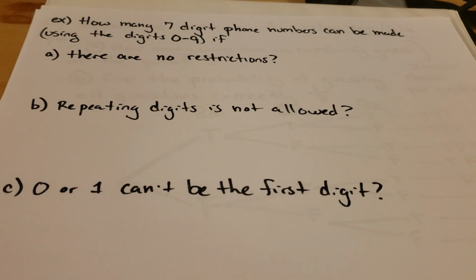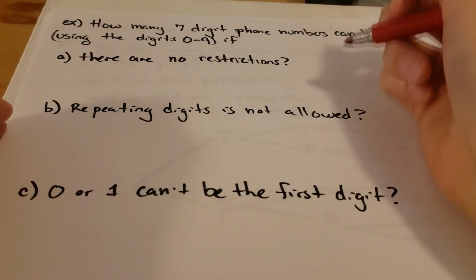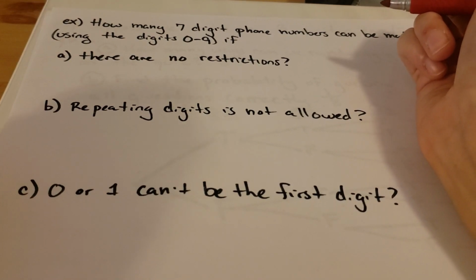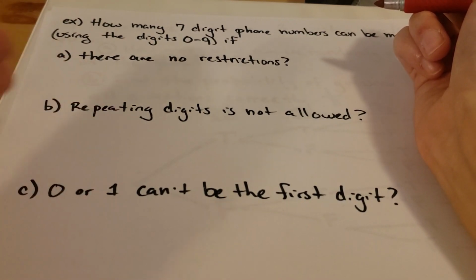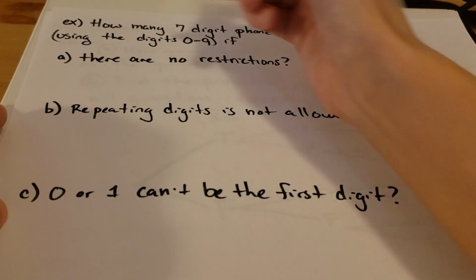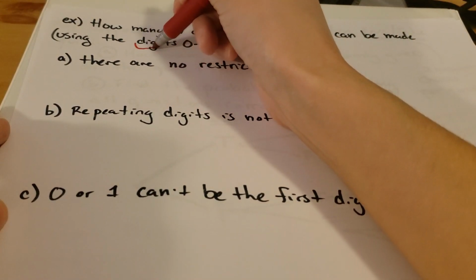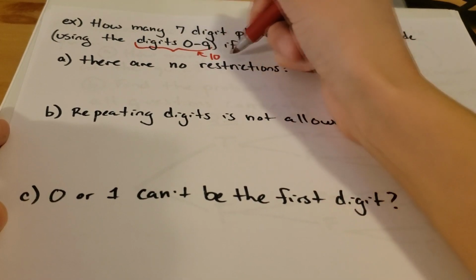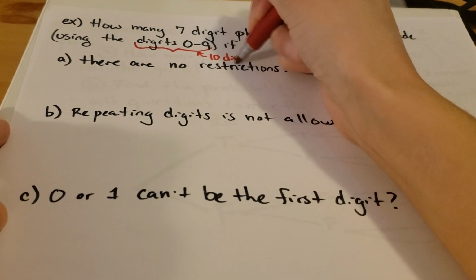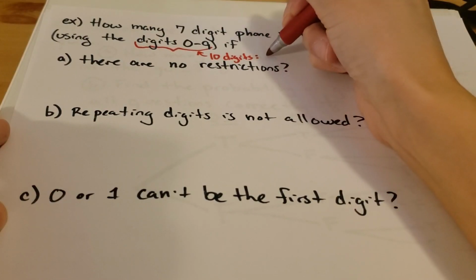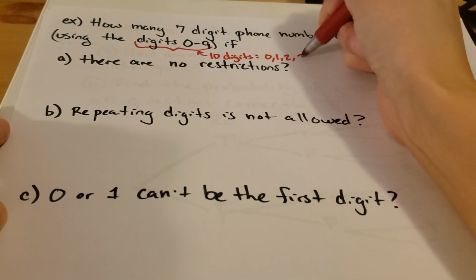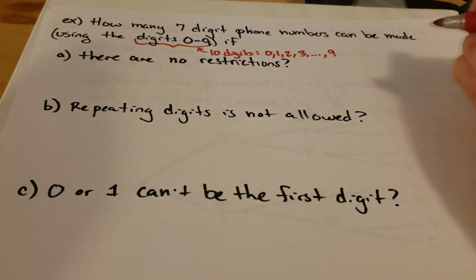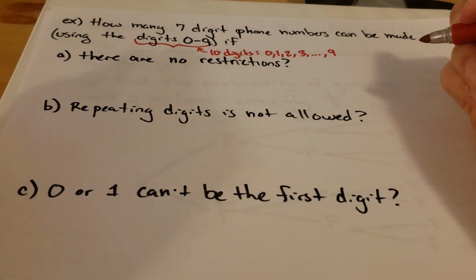So first, if there's no restrictions, and we want to use the product principle for this, we need to figure out how many ways we can choose each different number in the phone number. Now, this is something people often mess up. This is digits 0 through 9. There's actually 10 digits: 0, 1, 2, 3, all the way up to 9. A lot of times people might think it's 9, but there's 10 of them.